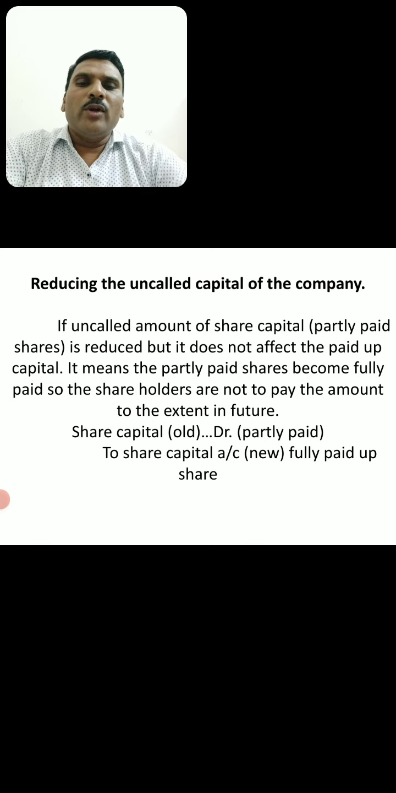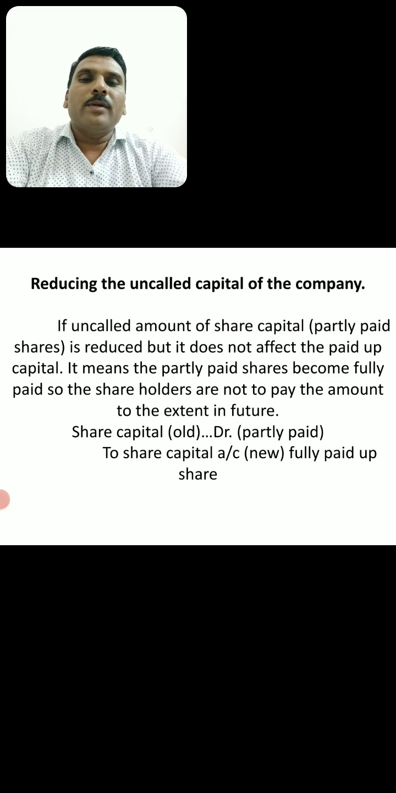For this, we have to pass a journal entry: share capital, that is the old share capital, partly paid shares, to share capital, that is the new issue of shares, where partly paid up shares become fully paid up shares after cancellation of the unpaid amount.